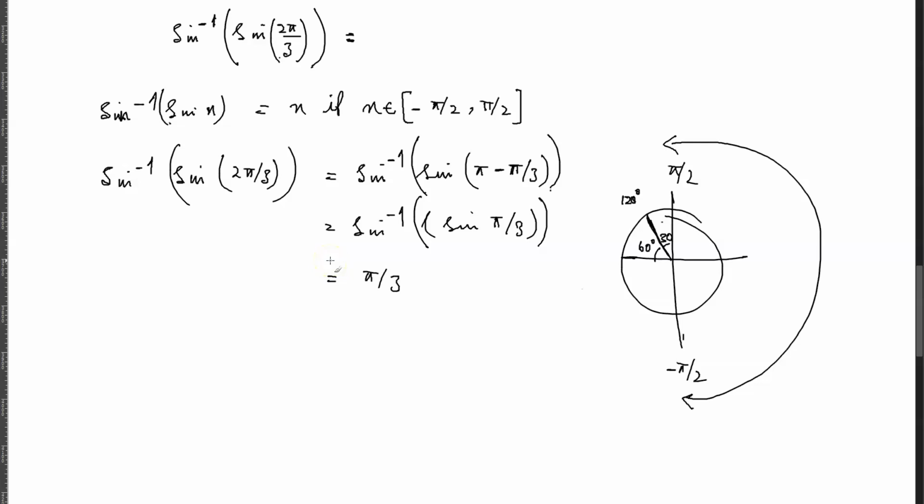And so basically what that means is that the sine inverse of the sine of 2 pi by 3 is actually not 2 pi by 3 but pi by 3. Okay.